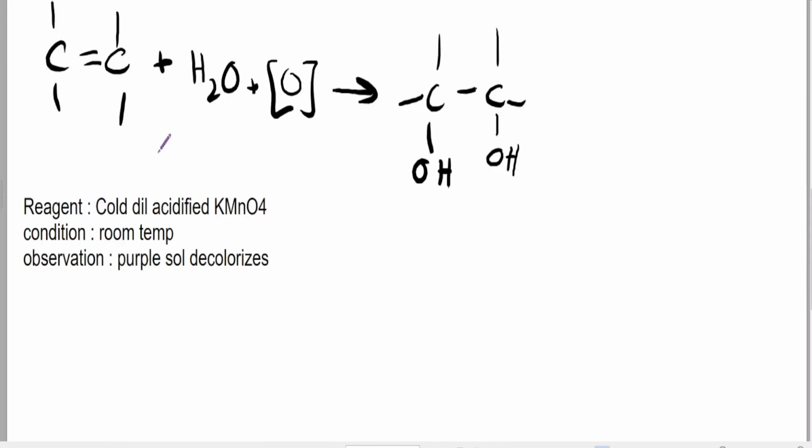The reagent for this mild oxidation is cold dilute acidified KMnO4. Write this complete sentence. And remember, it should be cold, so that means the condition is room temperature. And there's also an observation because KMnO4 is colored. So the purple solution will decolorize when the alkene oxidizes.